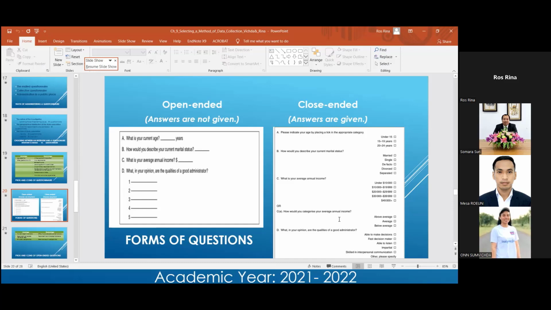But for the closed-ended question, we have options for the respondent to choose from. So it might be very easy for them. They just read and follow the instructions of the questionnaire, and then they can answer it on their own. So there are only two here: the open-ended question and the closed-ended question.